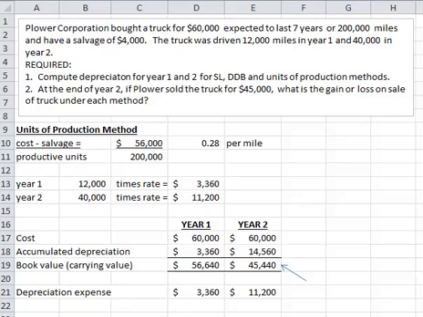So now if we sell the asset for 45,000 at the end of year 2, what will it look like? Will we have a gain or loss? So here we have a loss on the sale of equipment because what we received was lower than the book value. So we received 45 but gave up 45 for 40, giving us a loss.